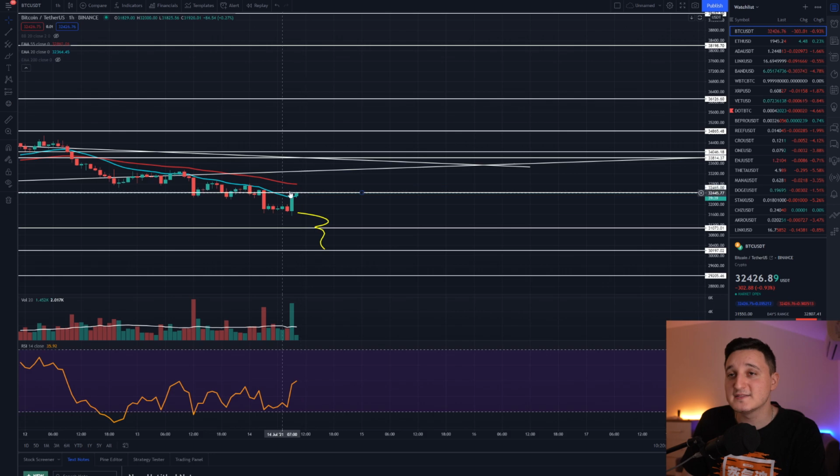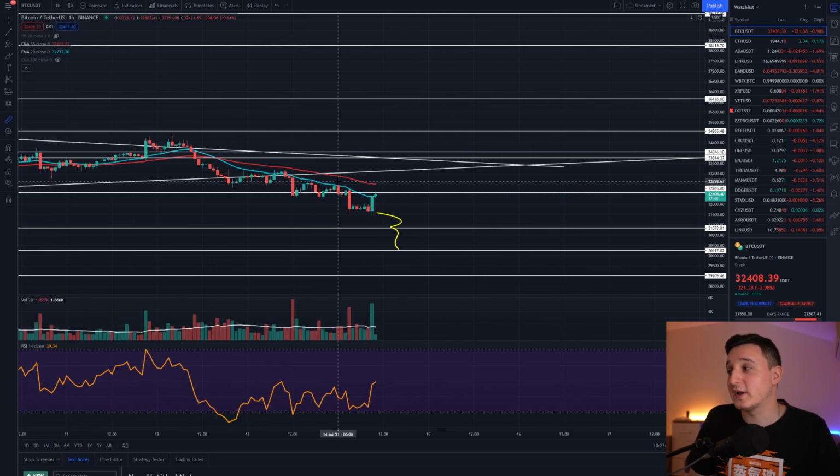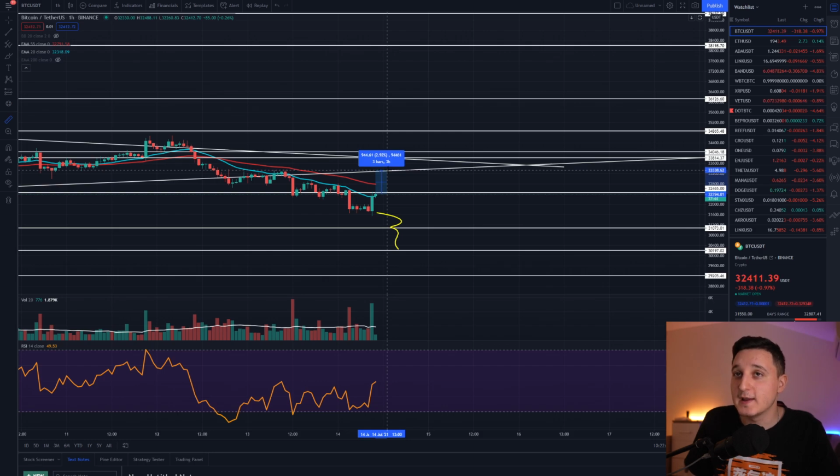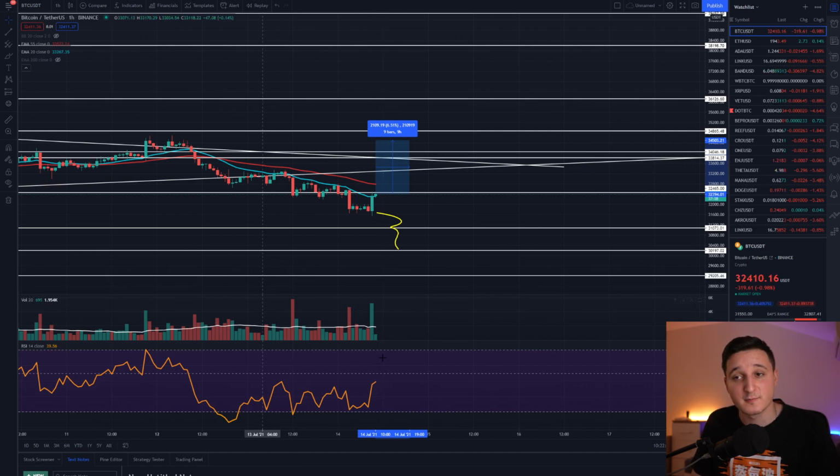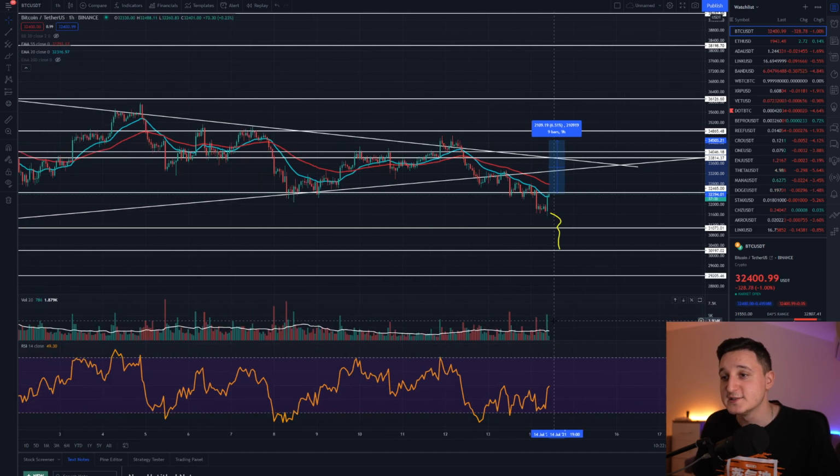But if we do break this level, like I said, if we do go up, what can happen to this coin is that we could increase here by 3% and maybe even all the way to here for 6.5%. It all depends on what's going to happen, but we're going to need a lot more buying power for Bitcoin if we do want to go up. So that's the biggest problem.